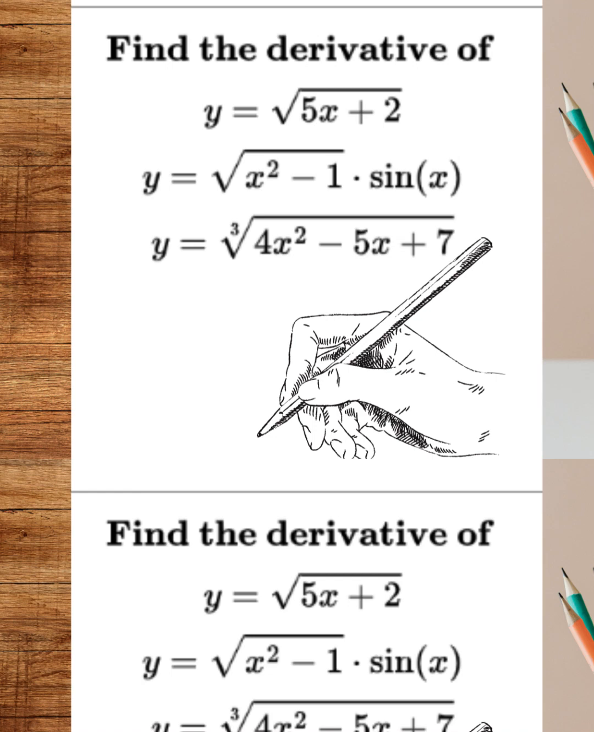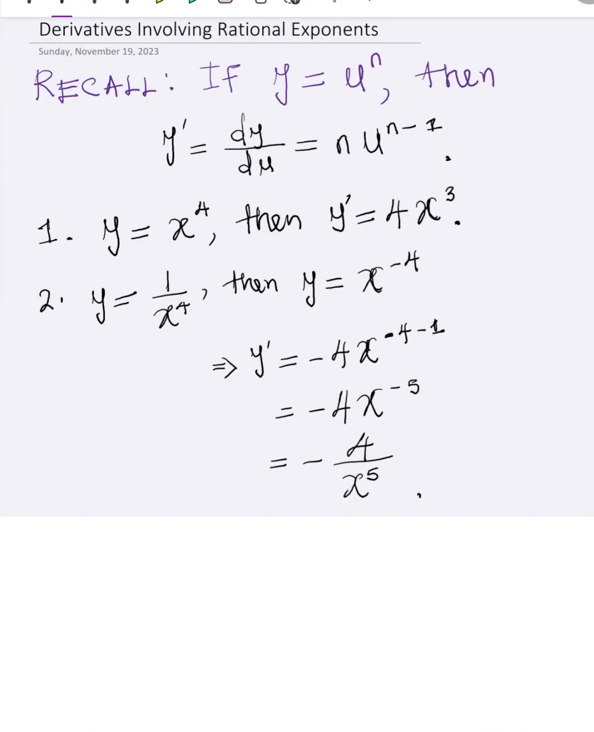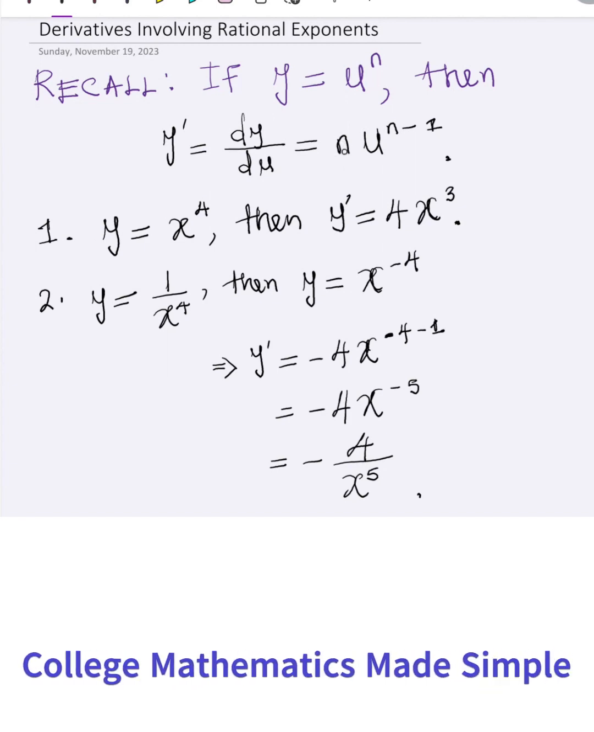Let us talk about derivatives involving rational exponents. The basic derivative is y equals u to the power n. To find its derivative, the derivative of y with respect to u, you drop the power and reduce the power by 1. Therefore, if y is equal to x to the power 4, its derivative is 4x to the power 3. That is 4 minus 1, which is 3.